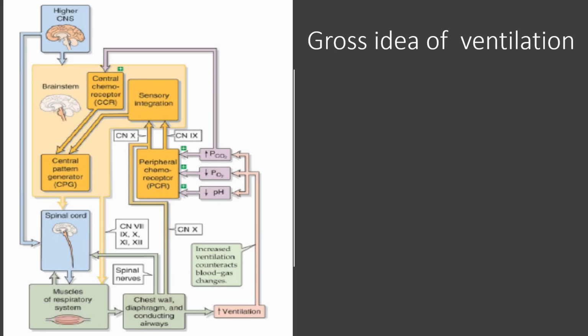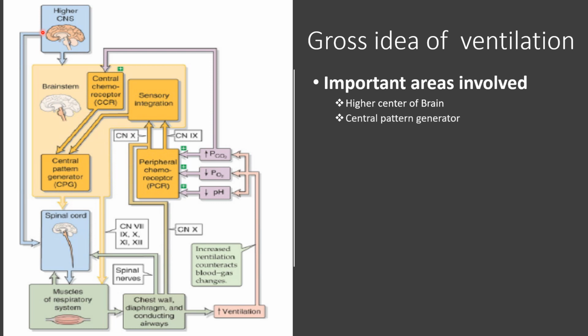Now, gross idea of ventilation. There's a schematic diagram where we can discuss the higher centers, the medullary centers, and the nerves which are responsible to control the breathing. Here, the higher center, as we know, is the neocortex, which gives the signal to the brainstem. And in the brainstem, what are the centers which are responsible?